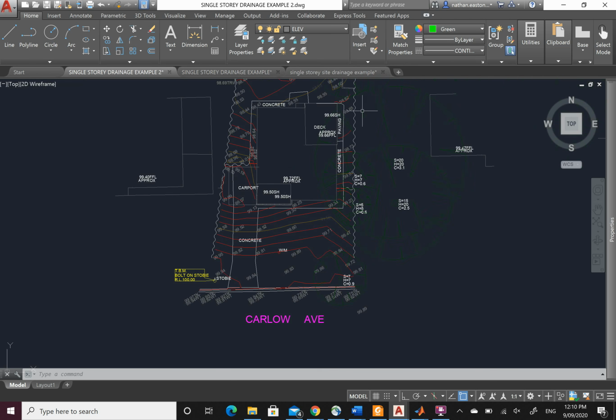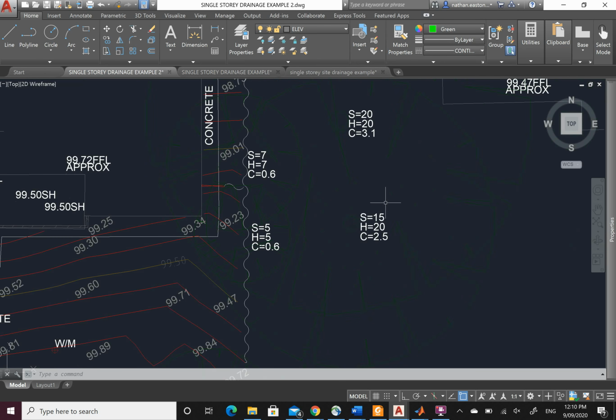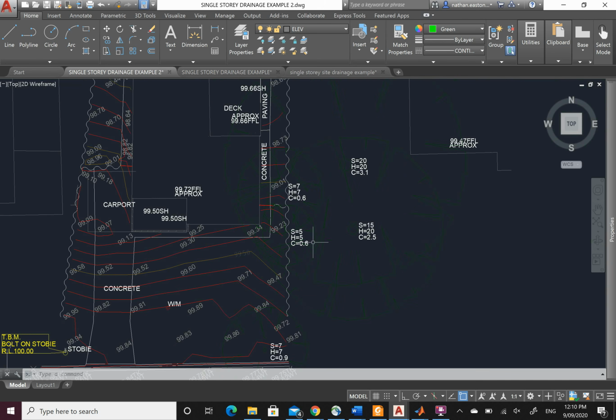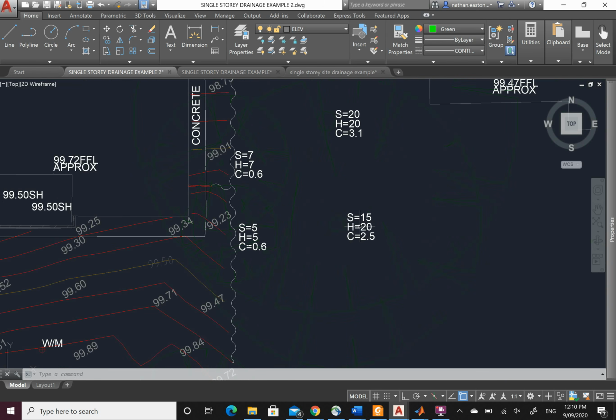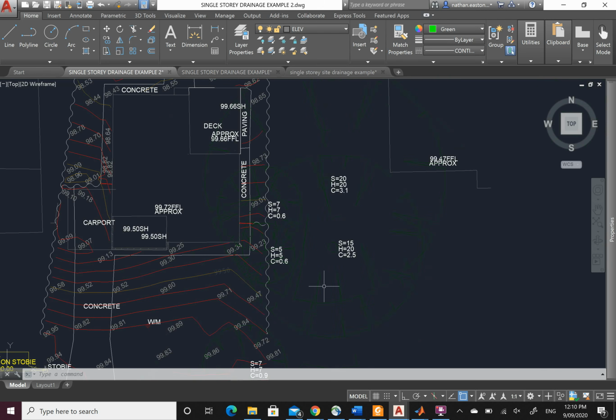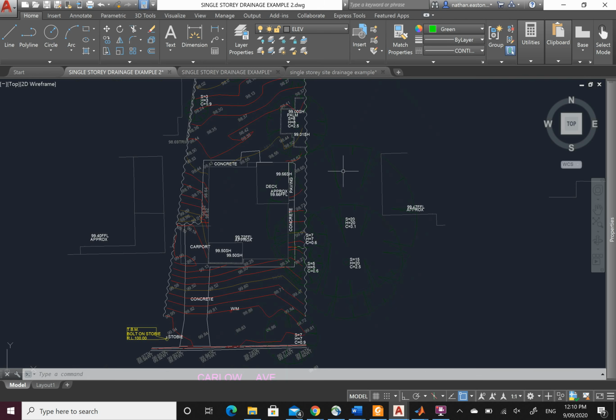Next thing we can see here is all this little green stuff. These are our trees. The notations in here, S, H, and C. S is the spread of the leaves or the branches of the tree. H is the height of the tree. C is the circumference of the tree trunk. So we have some pretty big trees sitting here. So as you'll learn in geotech, this isn't the optimal thing to have next to your house.